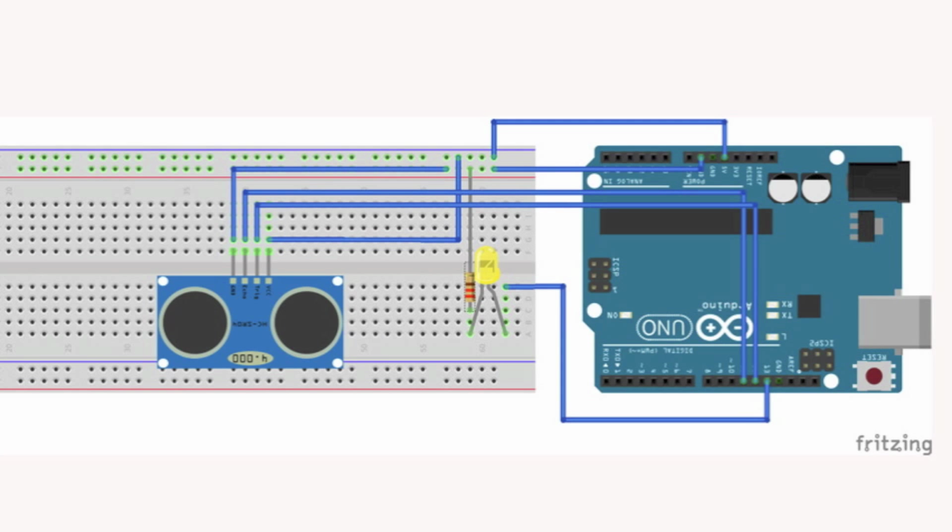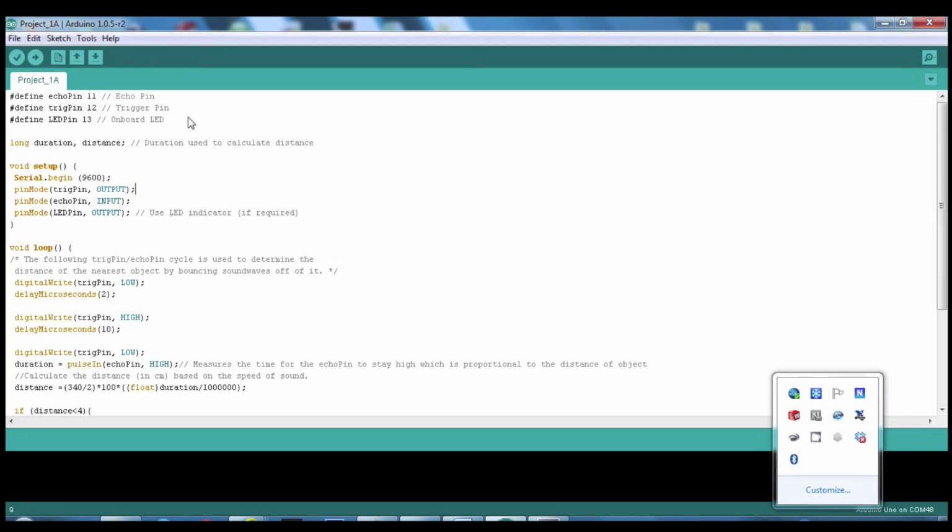Here's a circuit layout of the assembly that we had just made. Pause here to ensure that you have your circuit properly laid out before proceeding. Last but not least, here's the code that we have used. We have included the link to the code below this video, where you can copy and paste it in your Arduino program and upload. It should work.